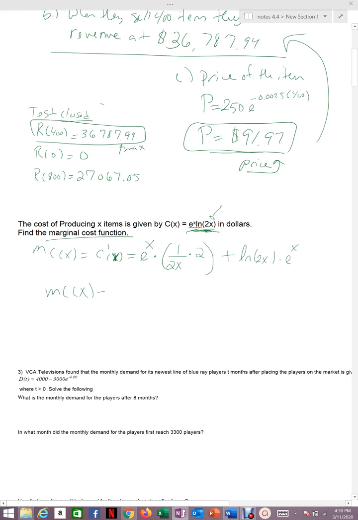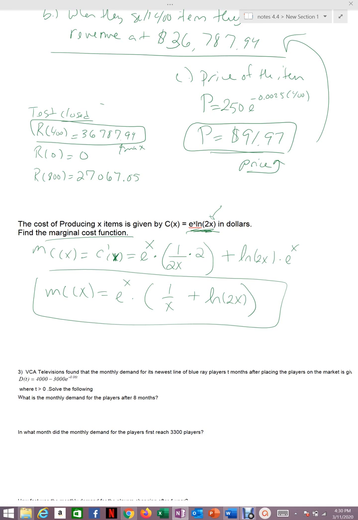Again, it didn't ask you to simplify, but I'm going to, because it's just good practice to do that. And so I'm going to pull the e to the x out. I'm going to reduce, right, this 2 and 2 reduces to 1 over x, and then I'm left with just the natural log in the second term. And so my marginal cost function is e to the x times 1 over x plus the natural log of 2x. If I used it, it would tell me approximately, or it's an estimate, how much additional cost it would give me if I produced one more item.